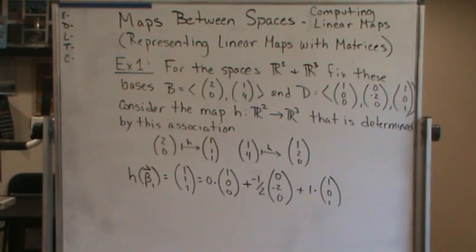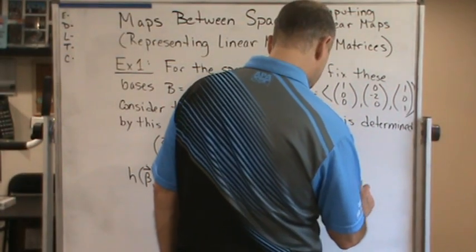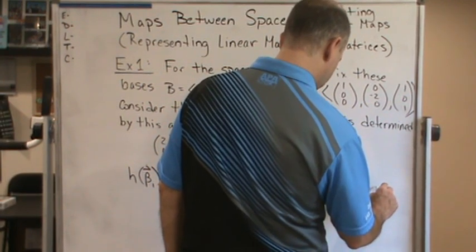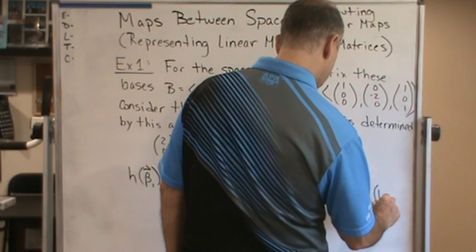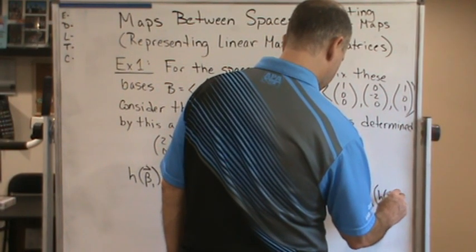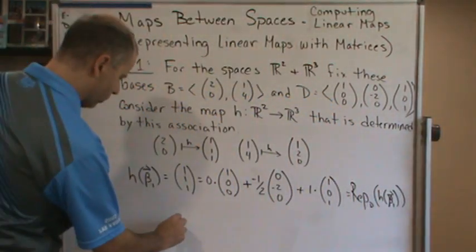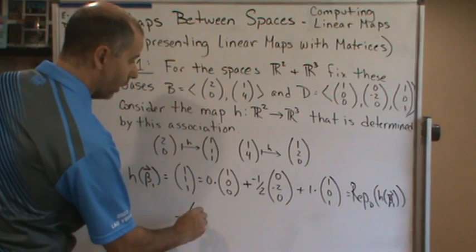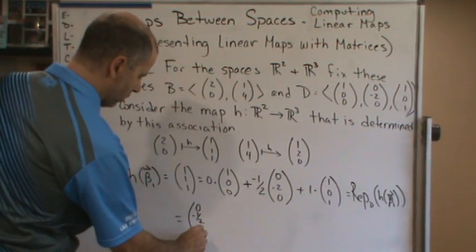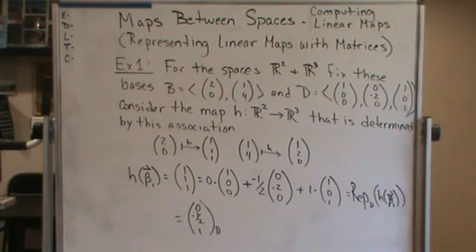And so then the representation is going to be this. So the representation with respect to D of H of beta 1 is going to equal 0, negative a half, 1 with the capital D subscript.